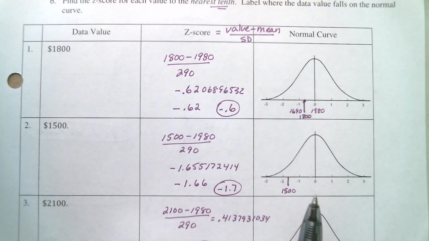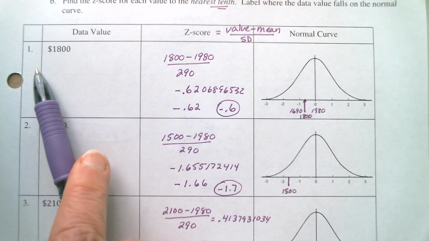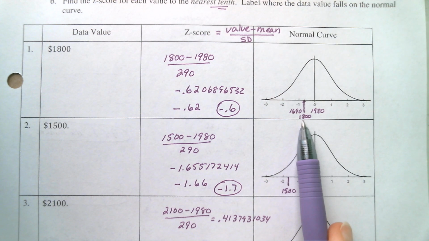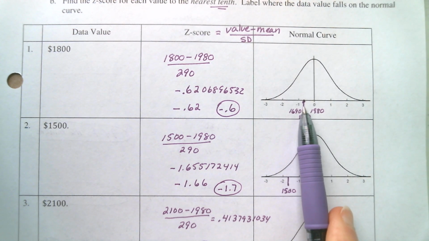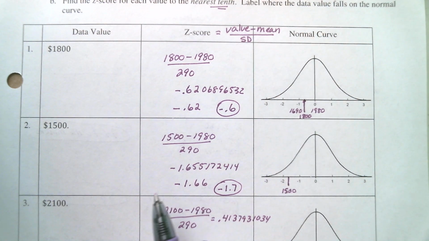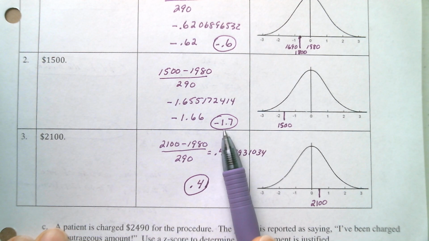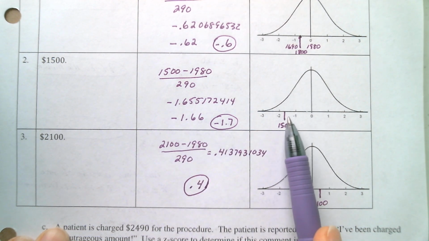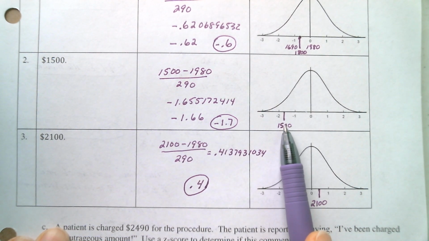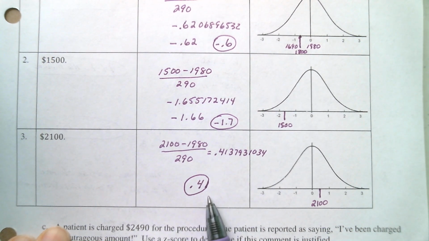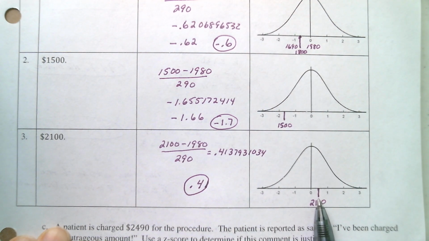1B. 1: z-score is negative 0.6, and the value 1,800 would be about here. 2: z-score negative 1.7. The value of 1,500 would be about here. 3: z-score is 0.4. The value of 2,100 would be about here.